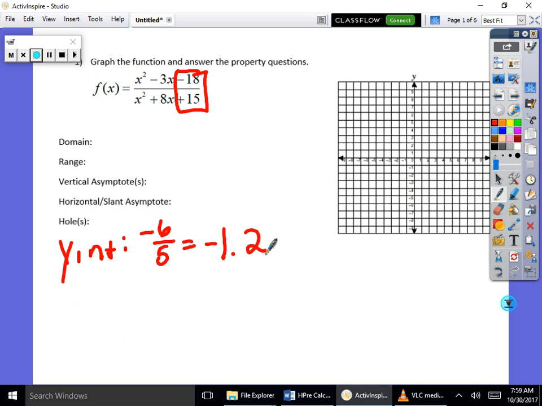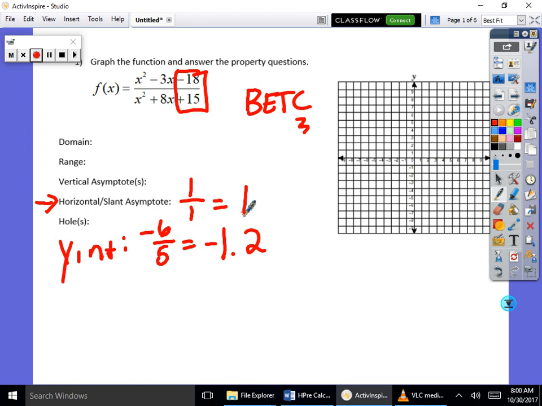Okay, I can also go ahead and do the horizontal or slant. This one, the powers are the same, so that is a BOBO, BOTN, or rather, what does the C stand for? Coefficients, which is 1 over 1, which is 1. Okay, so my horizontal is 1, my y-intercept is negative 1.2. Good so far? Okay.